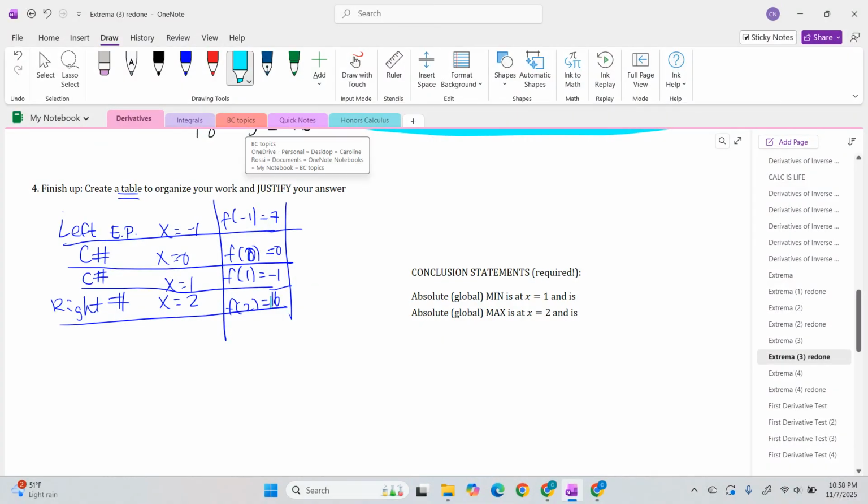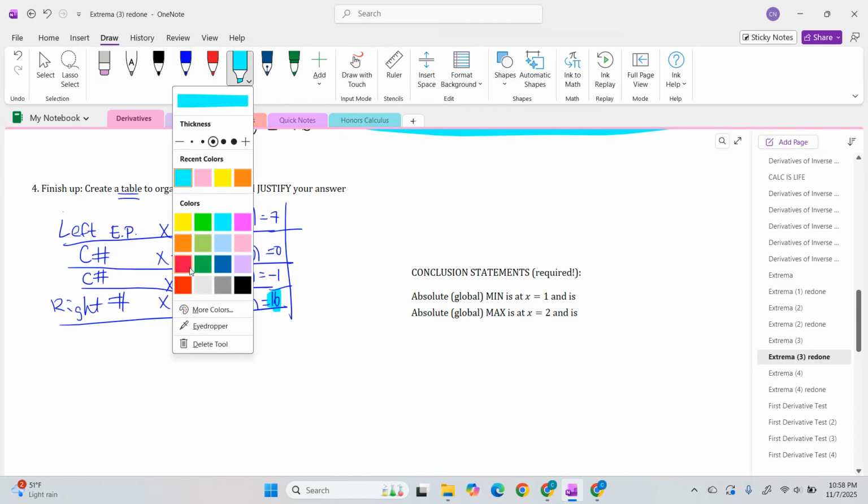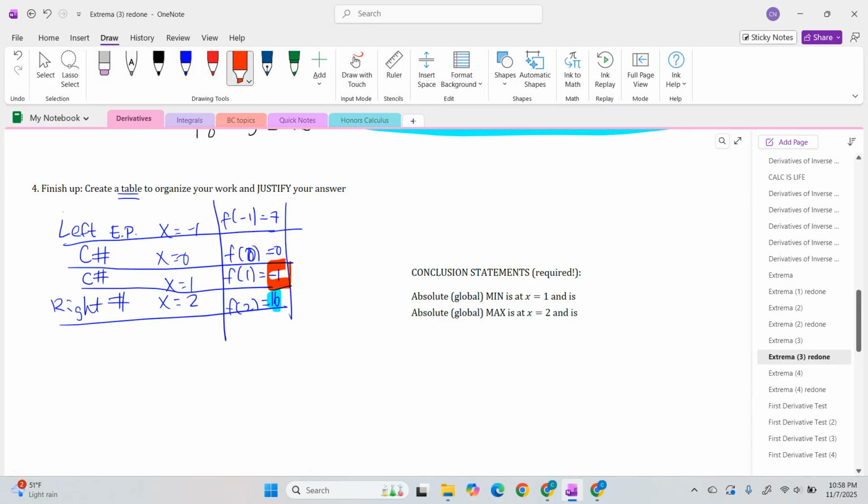You did all the hard work. Now all you have to do is pick out the absolute max and the absolute min. So the absolute min is going to be the smallest y value. The absolute max is going to be the largest y value. So there's a couple ways that you can write your conclusion statement. I'll do one of the ways on the slide, and then I'll do the other way on the second example. What if the question said, what is the absolute min? The absolute min is negative 1.